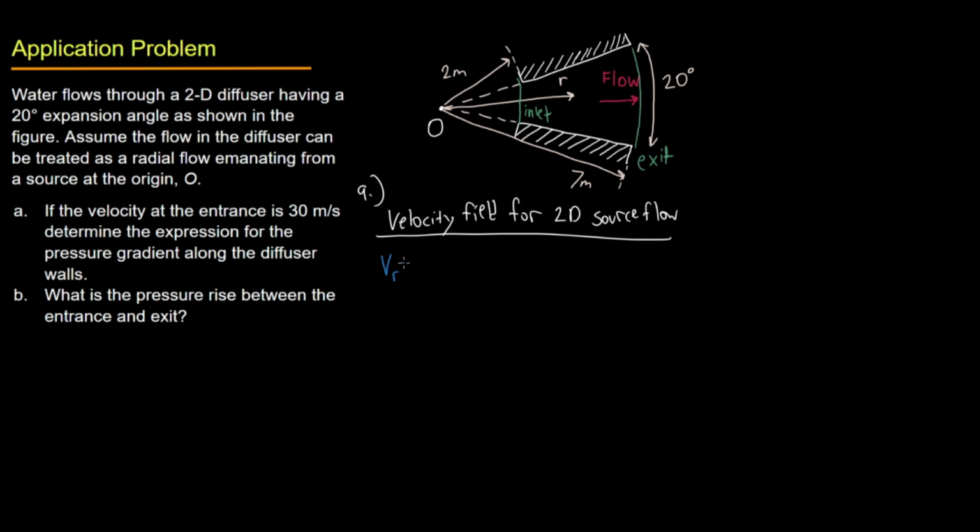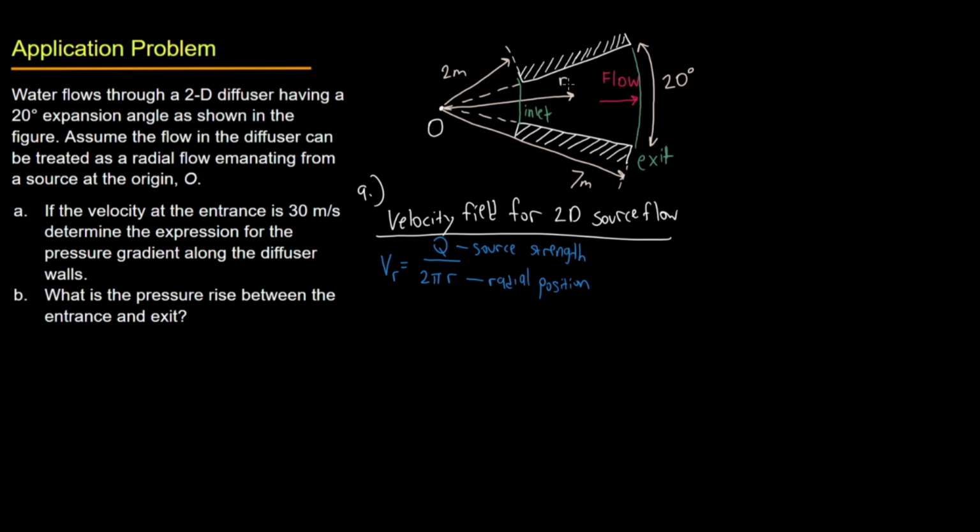frequently. So we're going to have V_r, for V radial, at that radial position will be Q over 2 pi r, where Q is the strength of the source, and then r is the radial position. And so we see that r is actually over here. It's defined for us. And so we know where the radial distance is.